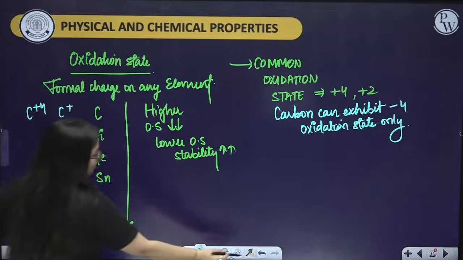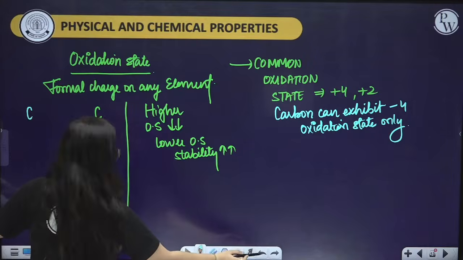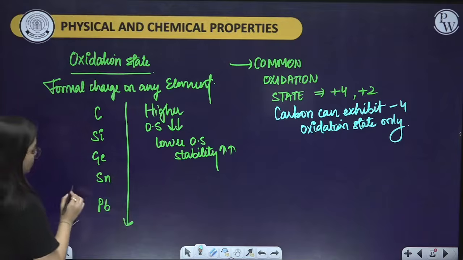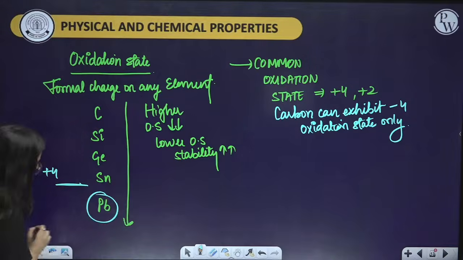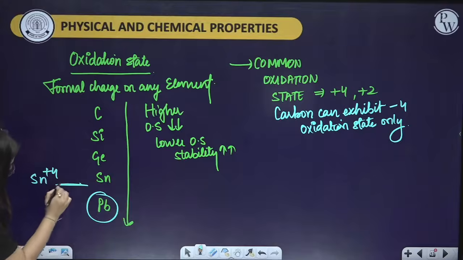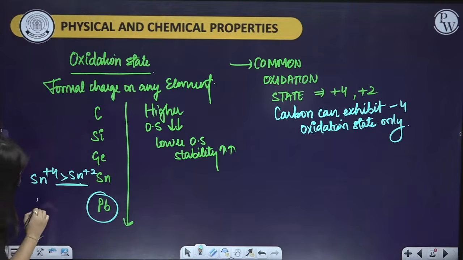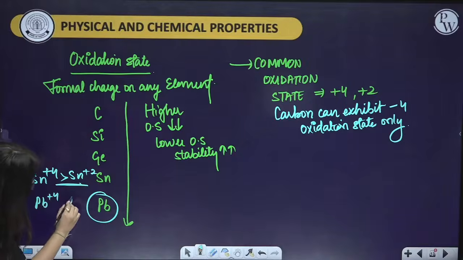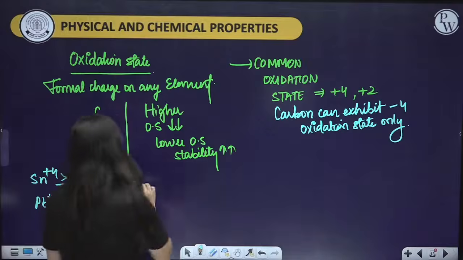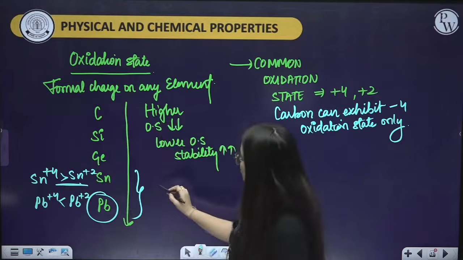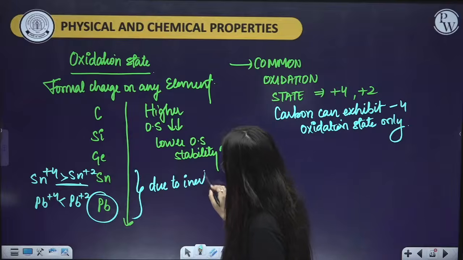Now see, let's talk about the one from which the question is asked. Till here, students, what happens? +4 is more stable till here. But in the case of Pb, what happens? For example, Sn is in +4, Sn is in +2, so +4 is more stable. But over here, Pb +4 and Pb +2, Pb +2 will be more stable. Why is it so? Due to inert pair effect.